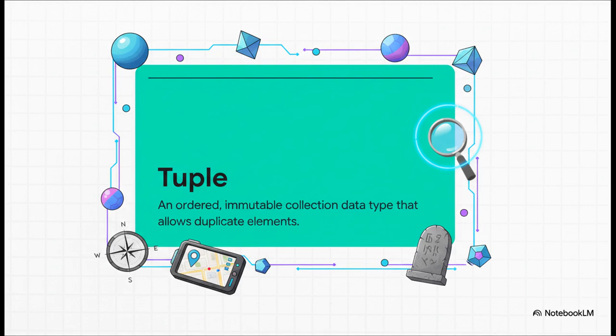And now let's meet its partner, the tuple. It's also ordered. And, yep, it allows duplicates too. But here's the big twist. It's immutable. Once you make a tuple, that's it. It's set in stone. You can't change it. Think about it like a set of GPS coordinates for a landmark. Those coordinates are fixed. They're not going to change.